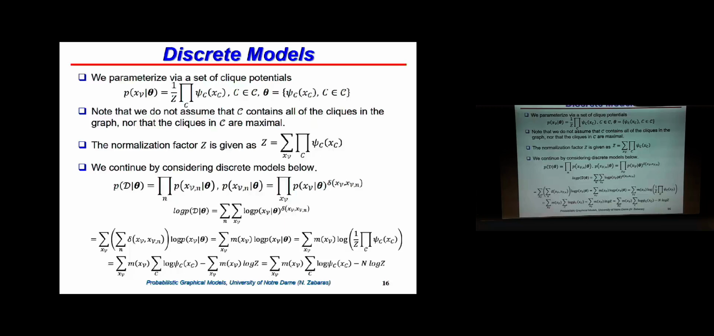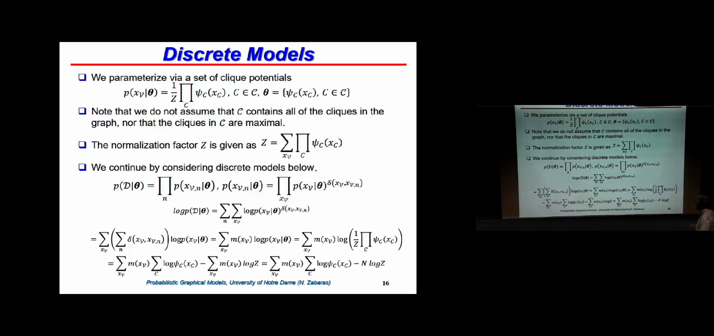Now you get summation of m of XV, and you remember what this quantity is equal to? This big summation here, what is it? If you take the counts of all the variables, the realizations of all the nodes, and you sum over all possible XV's, what do you get? N. So this is what you get.